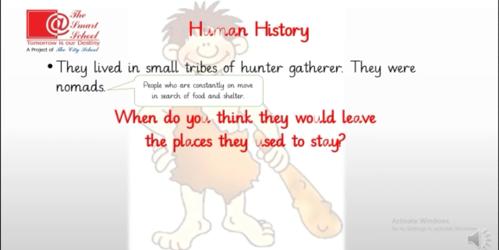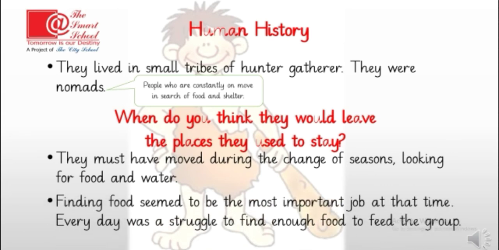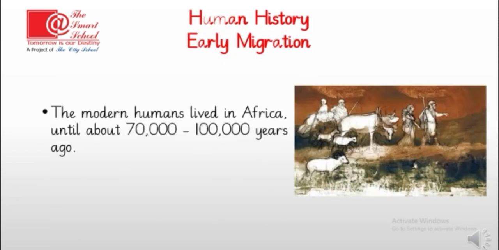When do you think they would have left the places they used to stay? Of course, they must have moved during the change of seasons, or looking for food and water. Finding food seemed to be the most important job at that time, because there was no concept of division of labor. Humans were hunting different animals for food, and every day they had to start searching for food. As we discussed, finding food was the most important job at that time.